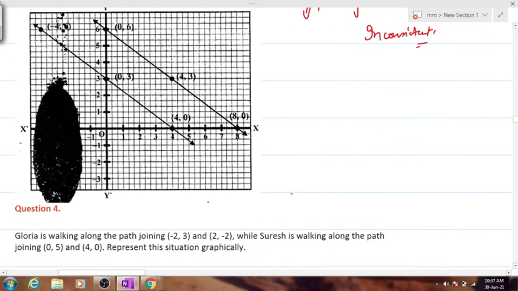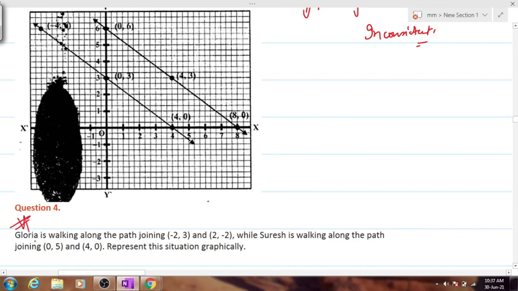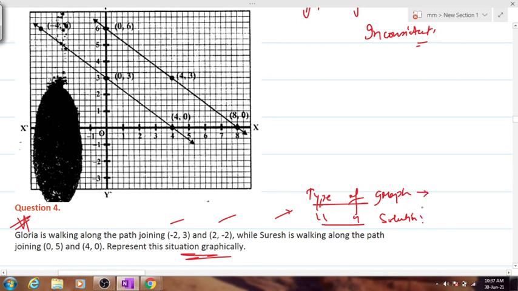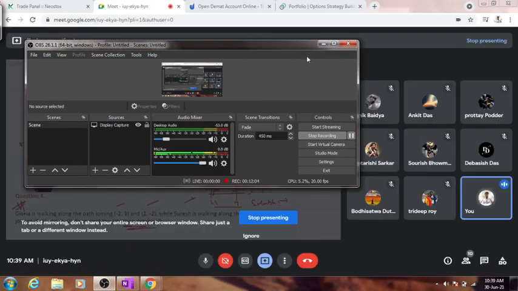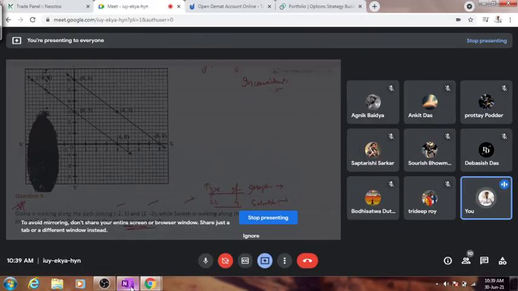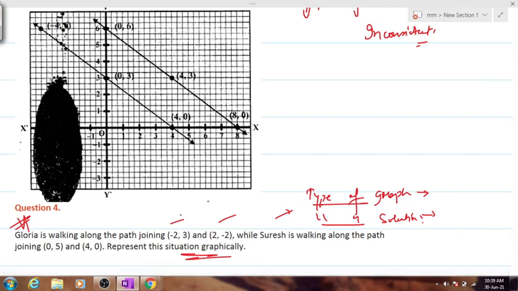Yes, sir. Now let's see. Gloria is walking, blah blah blah. Suresh is walking, blah blah points. Represent the situation graphically. Again, I need the type of graph and I need the type of solution. You have to write this too, okay? After you draw the graph, you have to write the type of graph and type of solution. I'll pause the video, try it out fast. Chalo, we start discussing. Again, we see, as Agnik said, it's a parallel line. So we'll confirm it by the graph.